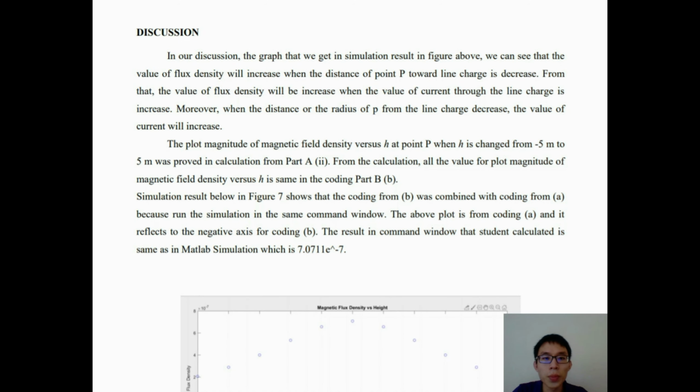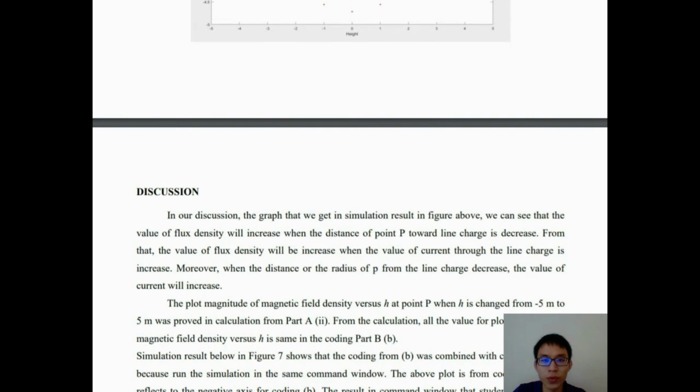Thank you, Tila. My name is Fang Xiong. I would like to continue to present our lab discussion. In our discussion, the graph that we get is the simulation result in the figure above.